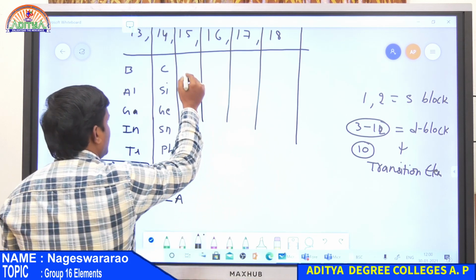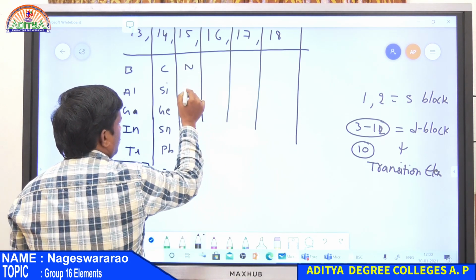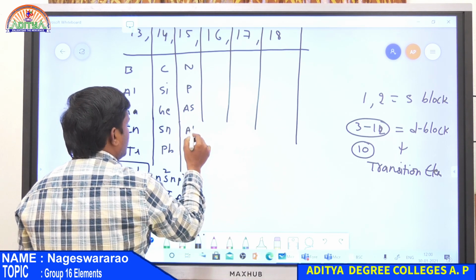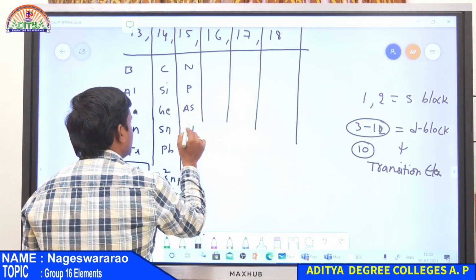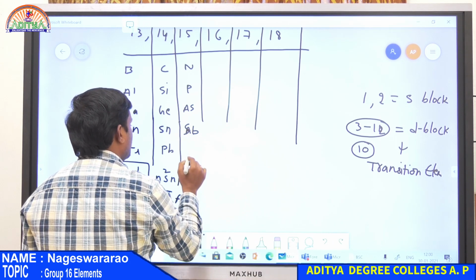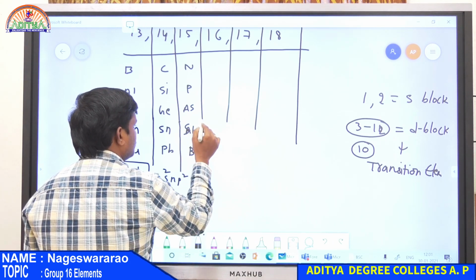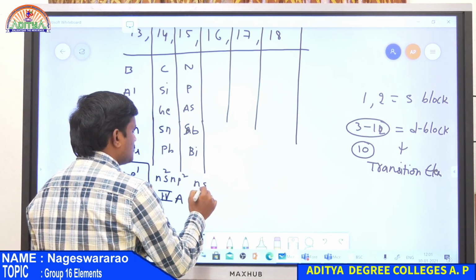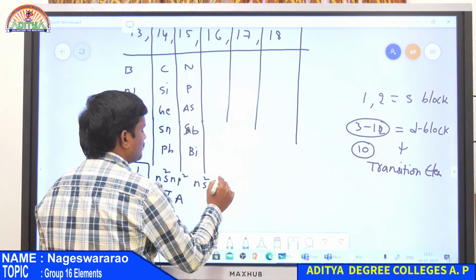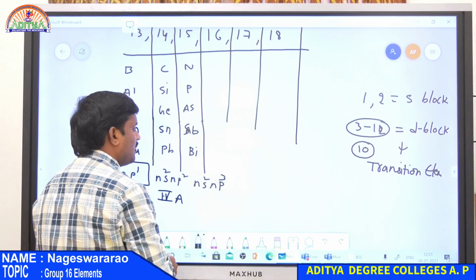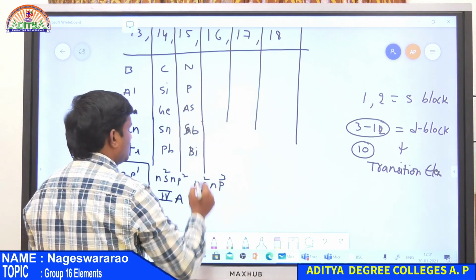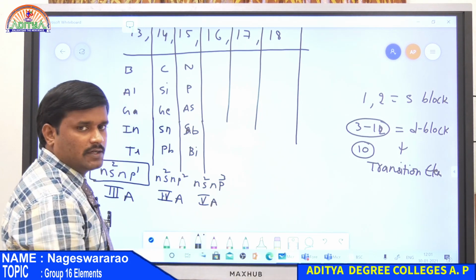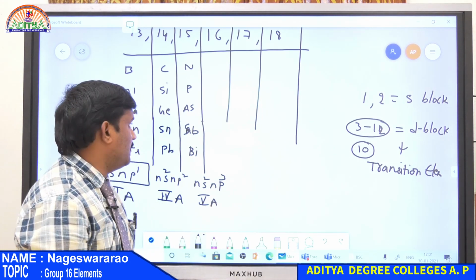And then nitrogen family: nitrogen, phosphorus, arsenic, antimony and bismuth. Antimony is Sb and finally bismuth, Bi. All these have a general configuration ns2 np3. So totally 5 electrons are present in the outer shell, that is why it is a 15th group or simply 5A group element.